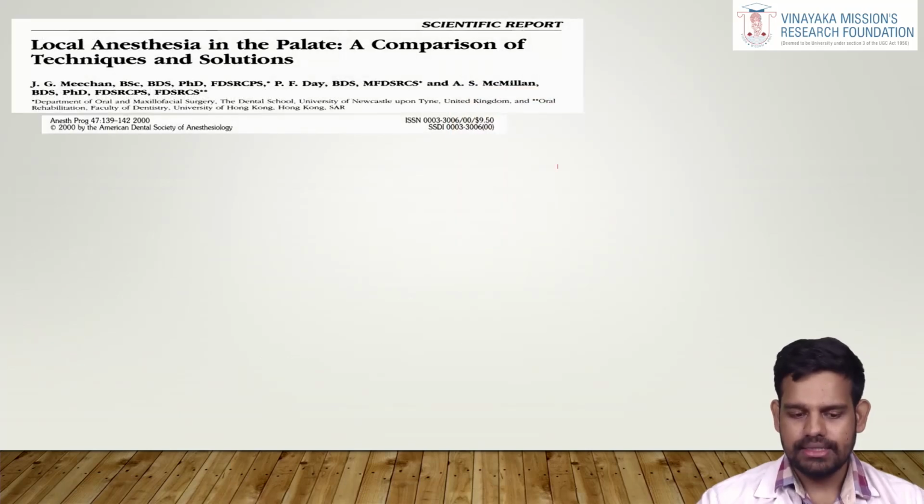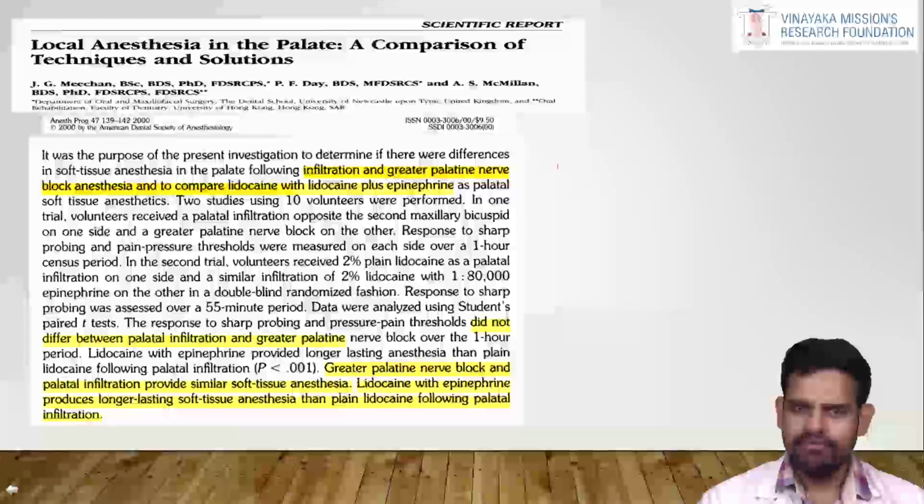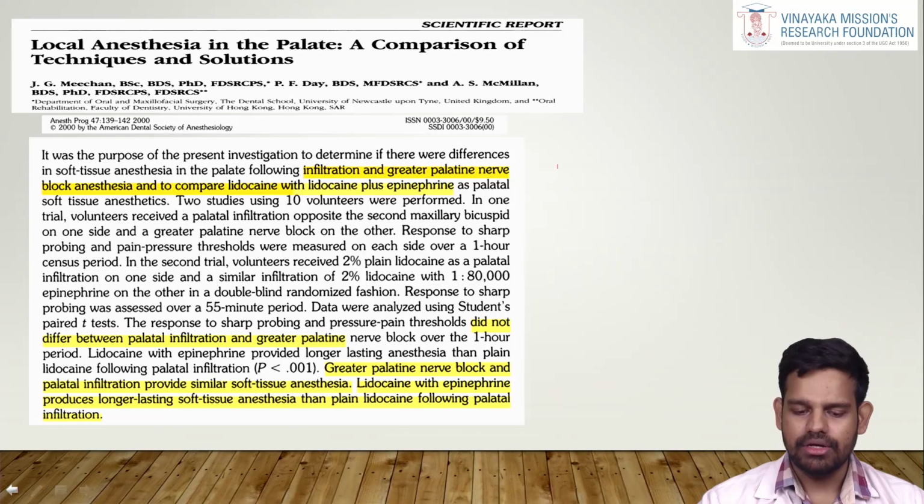Another article, by J.G. McCann, is on local anesthesia in the palate, a comparison of techniques and solutions. He compared infiltration and greater palatine nerve block anesthesia, using lidocaine and lidocaine plus epinephrine, for palatal soft tissue anesthesia. The response to sharp probing and pressure pain thresholds did not differ between palatal infiltration and the greater palatine nerve block. Over a period of 1 hour, both provide similar soft tissue anesthesia. Lignocaine with epinephrine produces longer-lasting soft tissue anesthesia than plain lignocaine following palatal infiltration.